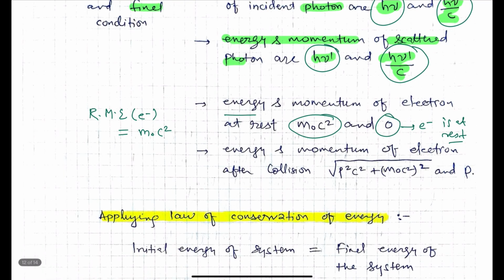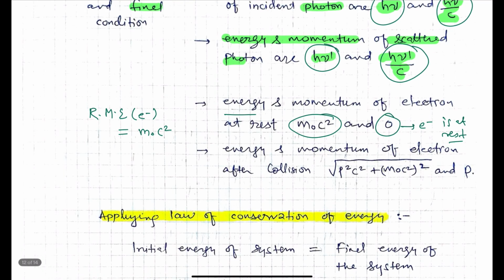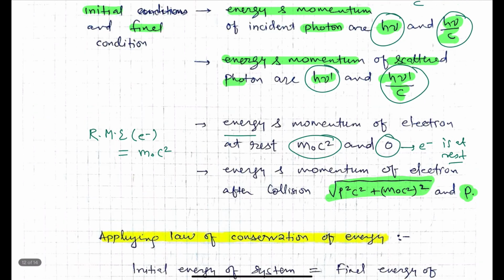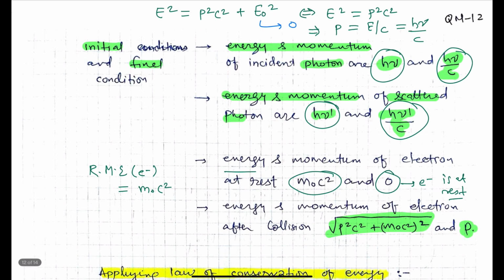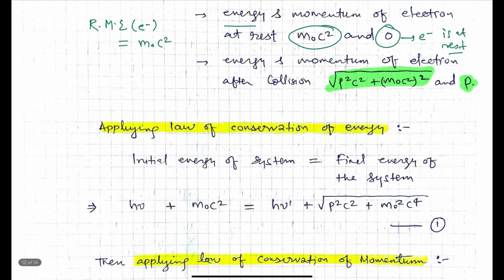Okay, and after the collision there will be subtle changes. The energy of the electron will be given by this particular expression, which is the square root of p square c square plus m0 c square whole square, and the momentum will be some value p. What value we will find by applying the conservation principles mathematically, but let's say it is some value p.